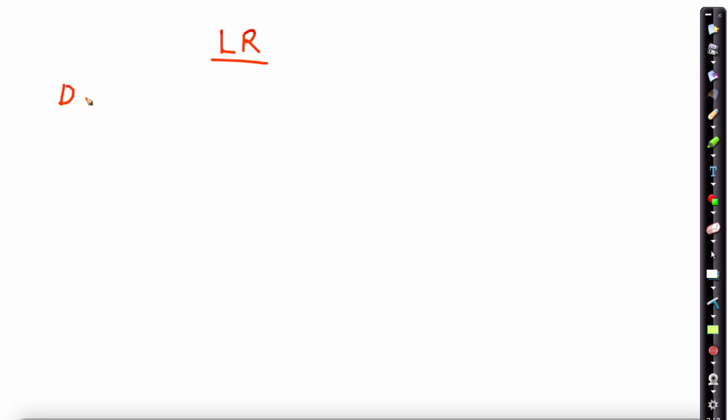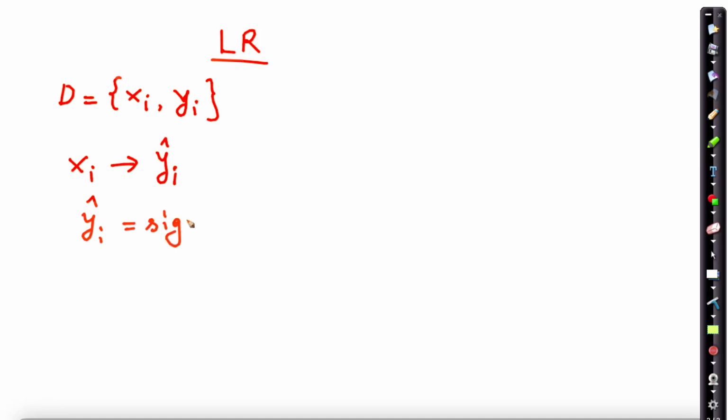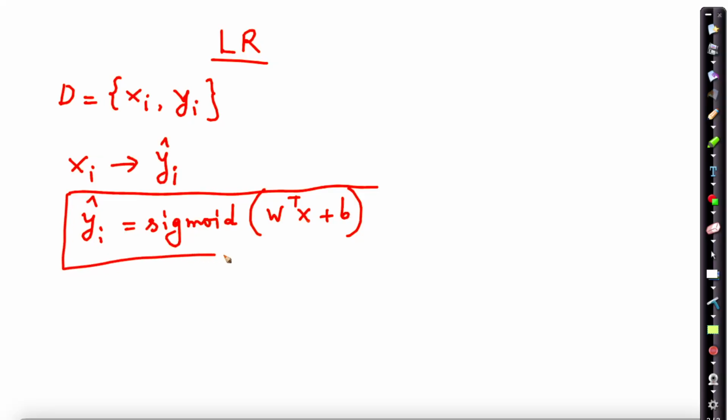So in logistic regression, what happened? There was a data set D of xi and yi, right? Given an xi, our task was to predict the yi hat, meaning given an xi, I had to find what the predicted value of that particular point is. In logistic regression, the yi hat was found like this: sigmoid of w transpose x plus b. This was how the predicted value of a point was computed in logistic regression, the prediction formula.